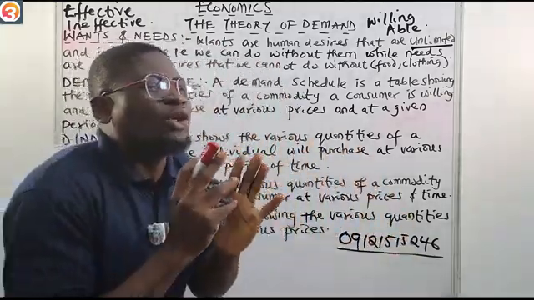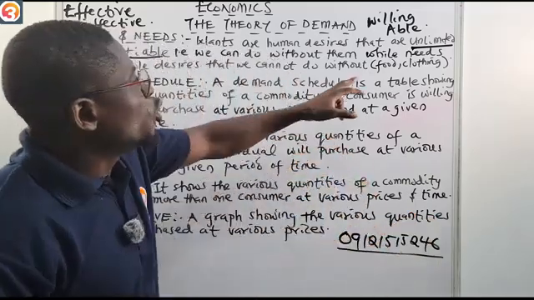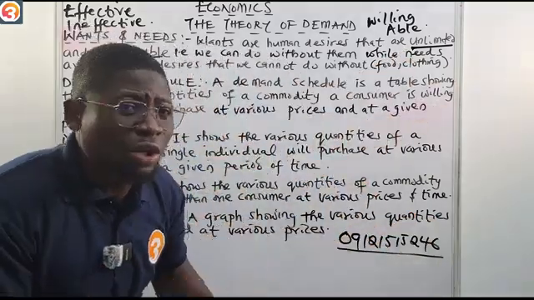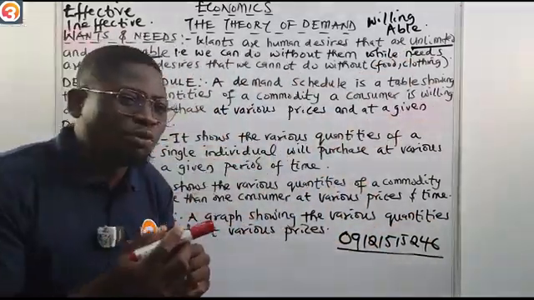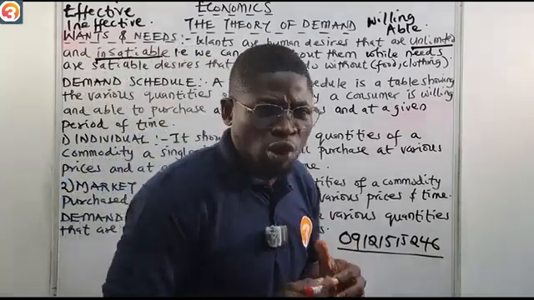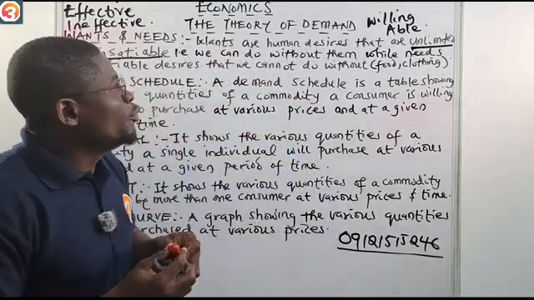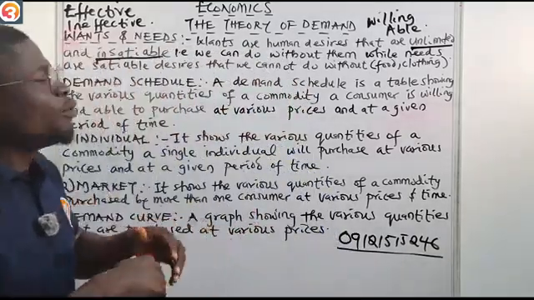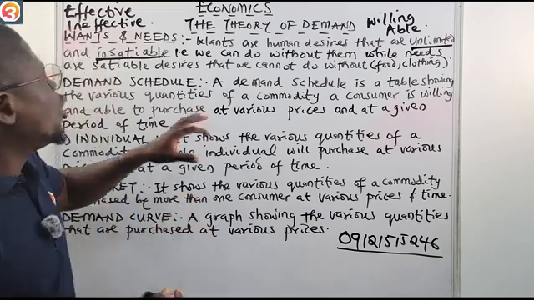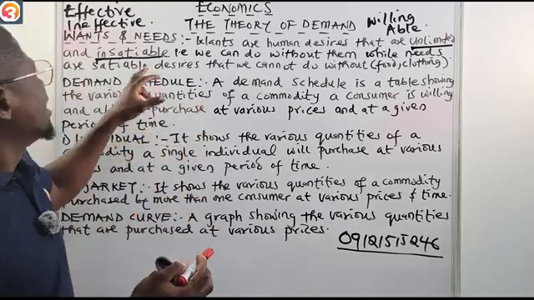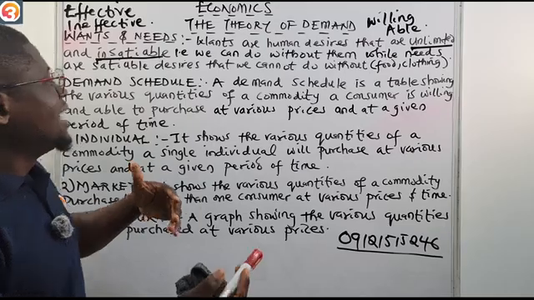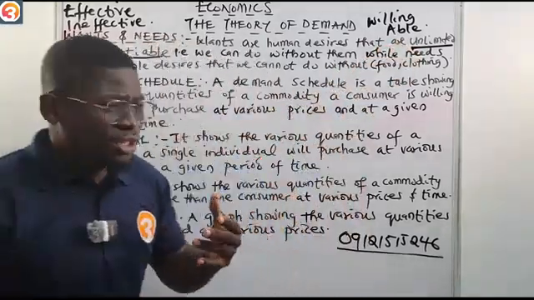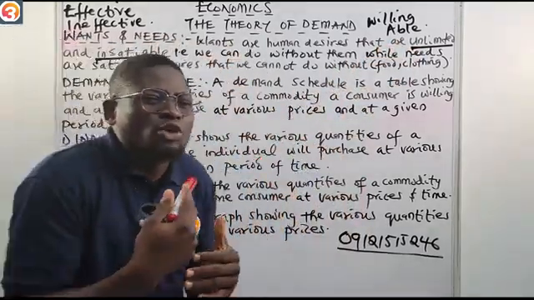For wants, we can do without them. We say they are unlimited. They never finish, and insatiable means they are unquenchable. They are incapable of finishing. Those are human desires that you can do without.